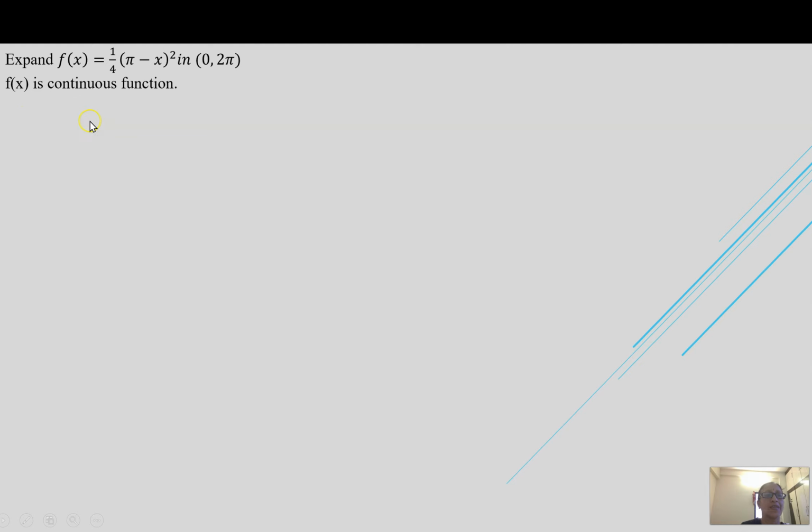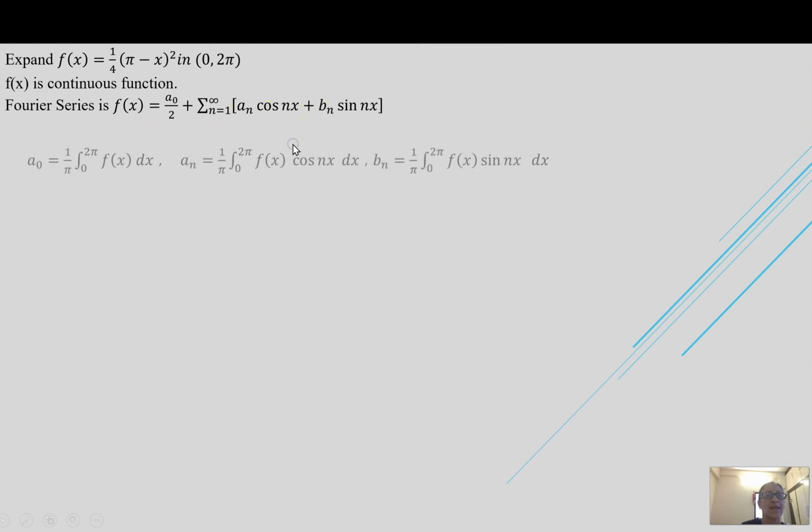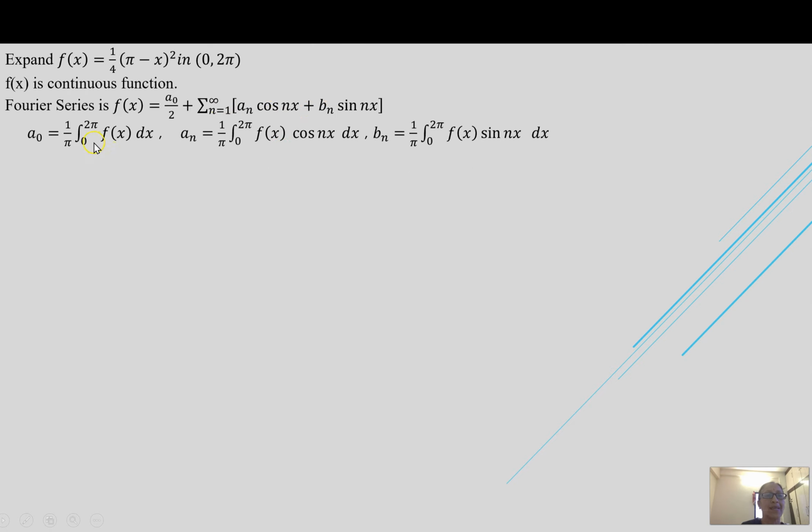Now for a continuous function, we have already discussed the formula. So for a continuous function, the Fourier series f(x) equal to a_0 by 2 plus summation n equal to 1 to infinity a_n cos nx plus b_n sin nx. Now a_0 equal to 1 by π integral 0 to 2π f(x) dx, a_n equal to 1 by π integral 0 to 2π f(x) cos nx dx, b_n equal to 1 by π integral 0 to 2π f(x) sin nx dx. Now let us evaluate one by one. First let us evaluate a_0.